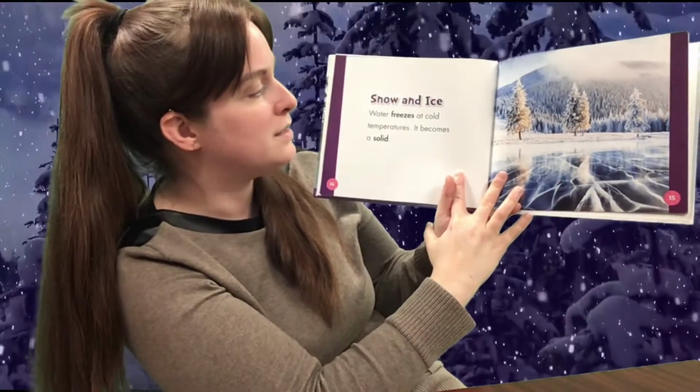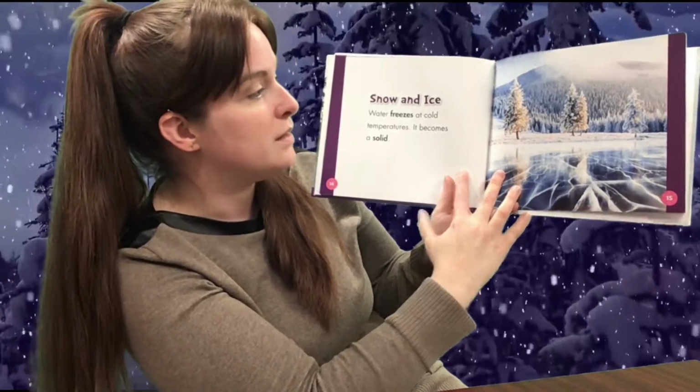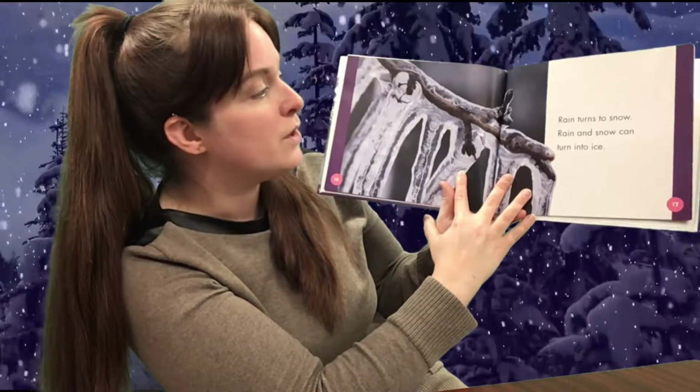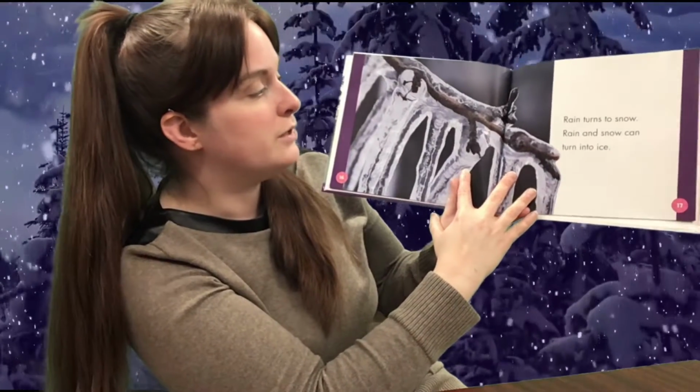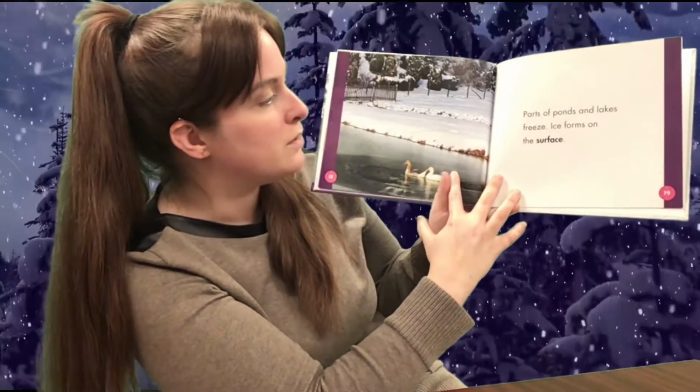Snow and ice. Water freezes at cold temperatures. It becomes a solid. Rain turns to snow. Rain and snow can turn into ice. Parts of ponds and lakes freeze. Ice forms on the surface.